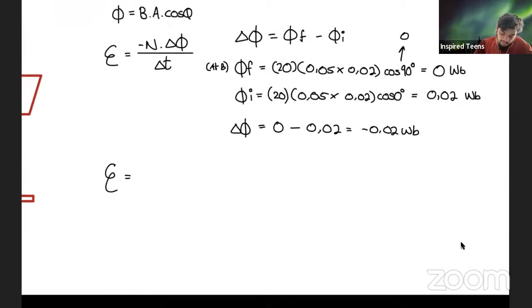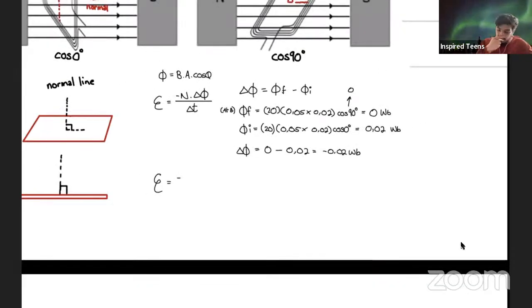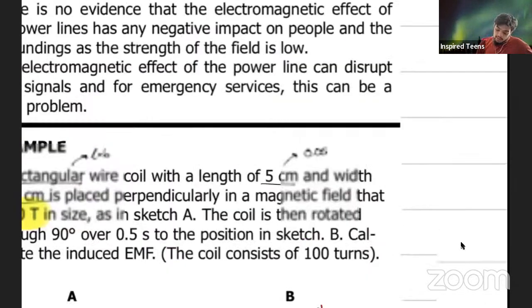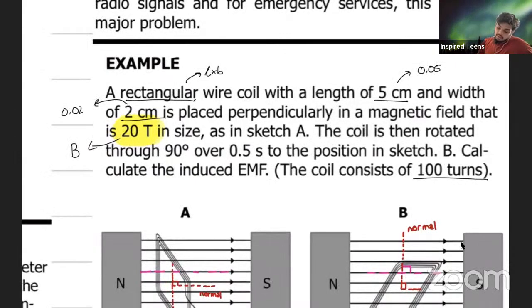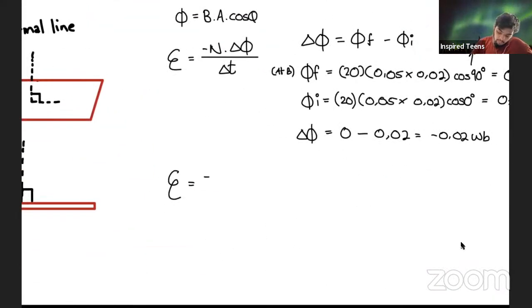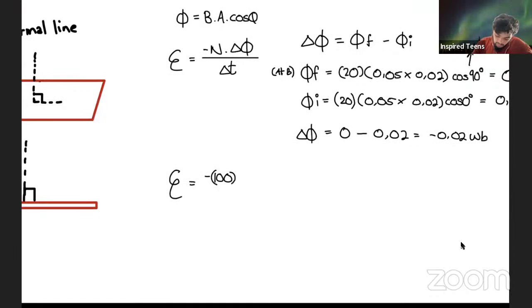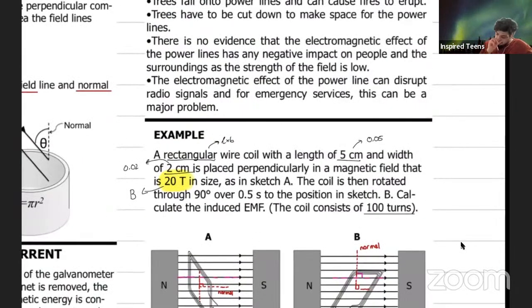Then we have induced EMF is equal to negative N, the number of turns or coils. They tell us in the question, the coil consists of 100 turns. So negative 100 times delta phi, negative 0.02, divided by delta T. The delta T is just the change in time, basically the time it takes for the change in magnetic flux to happen.